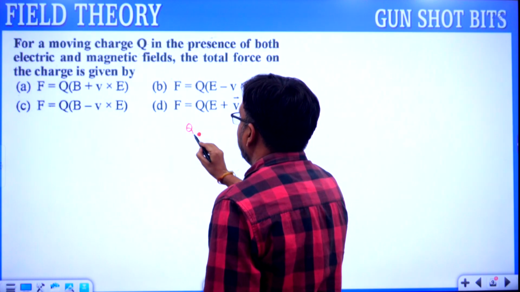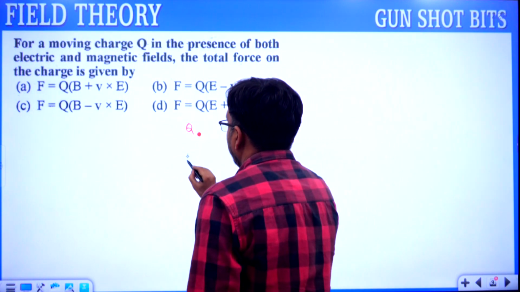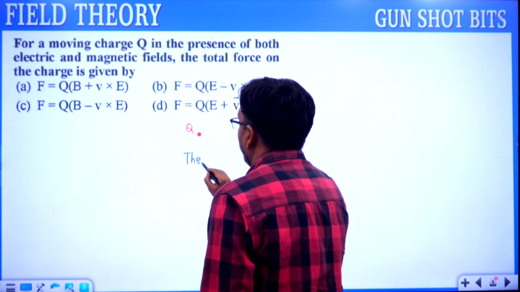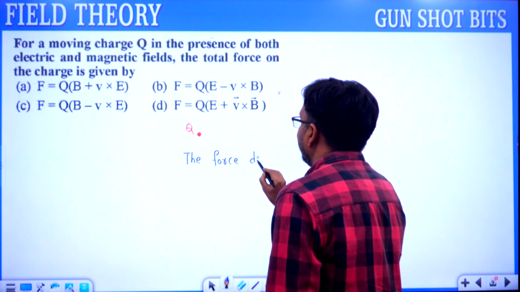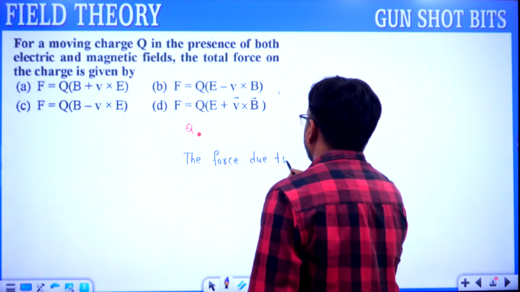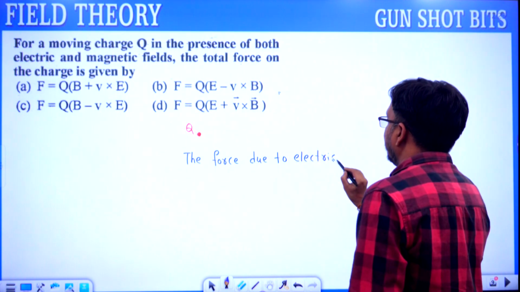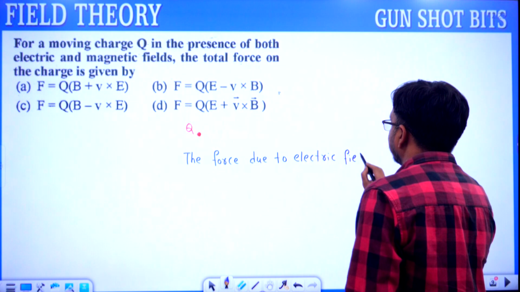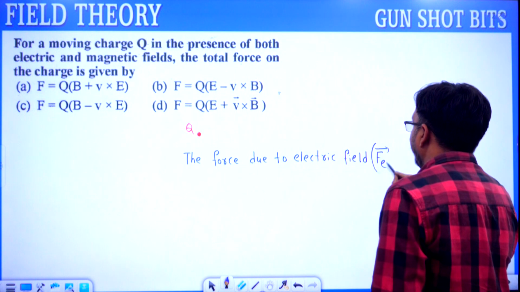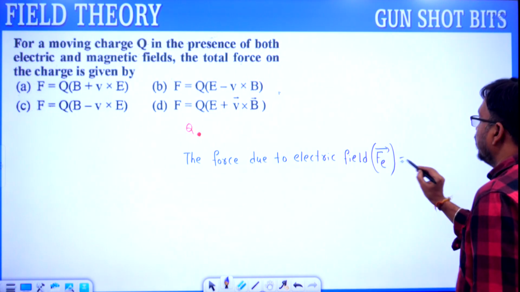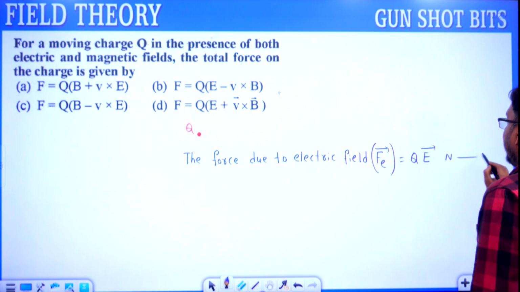So, when the charge is moving in an electric field, now I am calculating the force due to the electric field. The force due to the electric field, I am writing Fe, the electric force. Fe is equal to qE, newtons. This is equation 1.